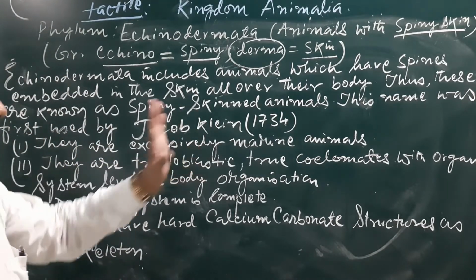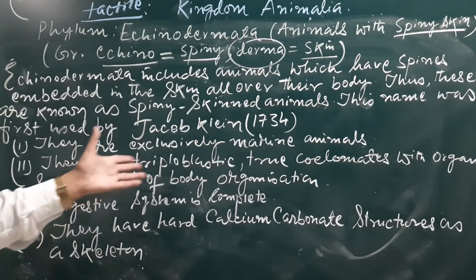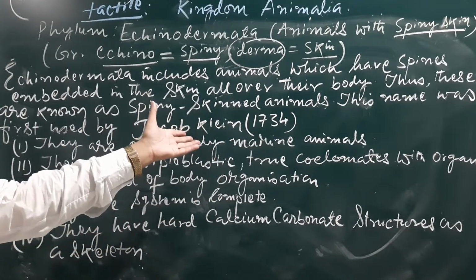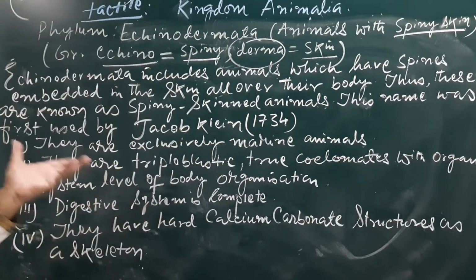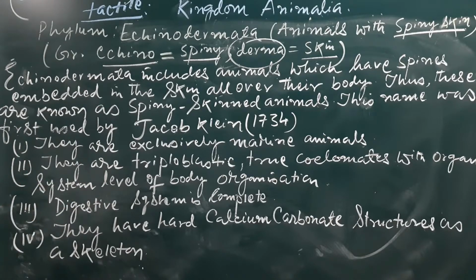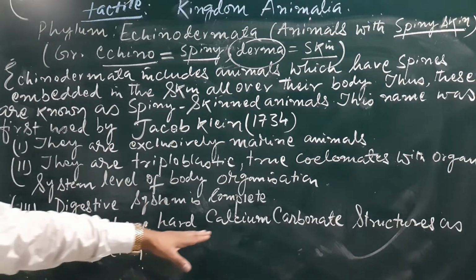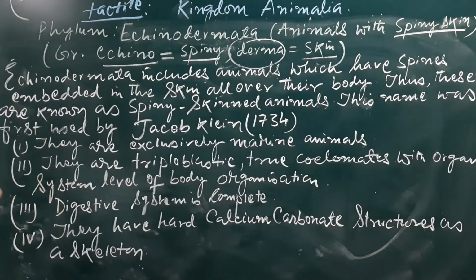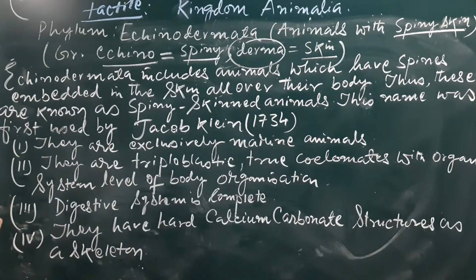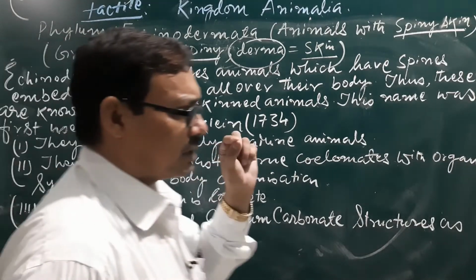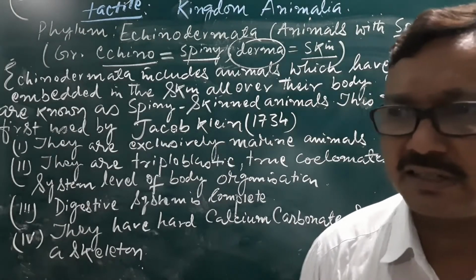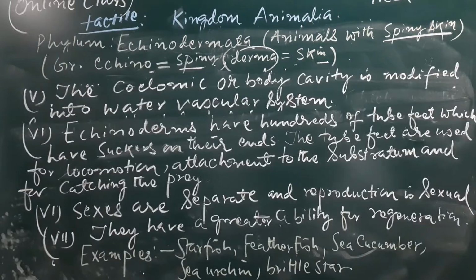They are exclusively marine animals, triploblastic, true coelomate, with organ system level of body organization. The digestive system is complete. They have hard calcium carbonate structures as a skeleton. These are some features. Let us look at one or two more features with examples.